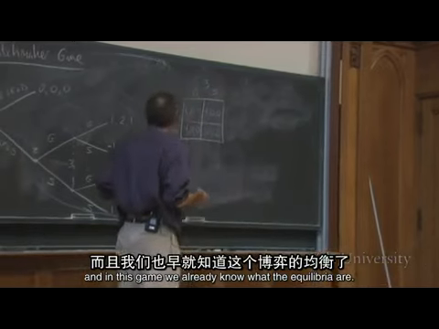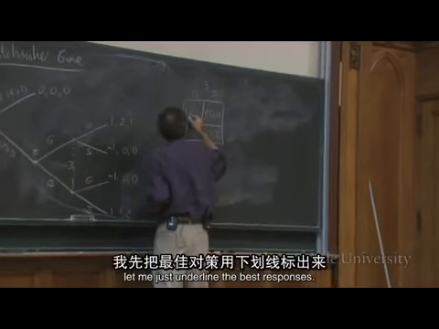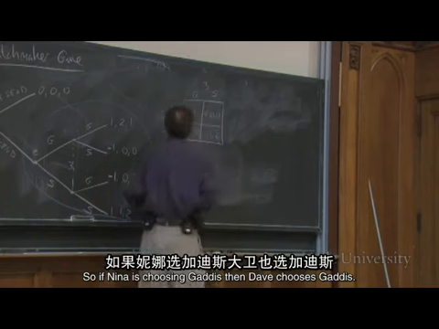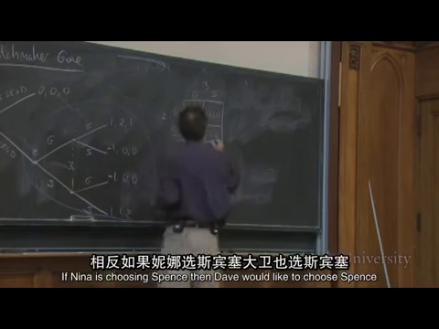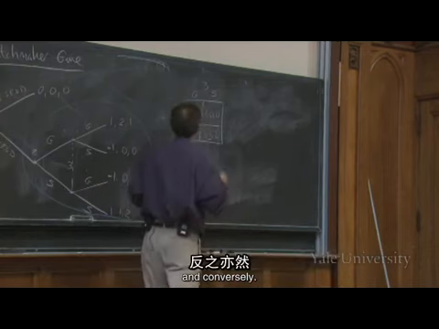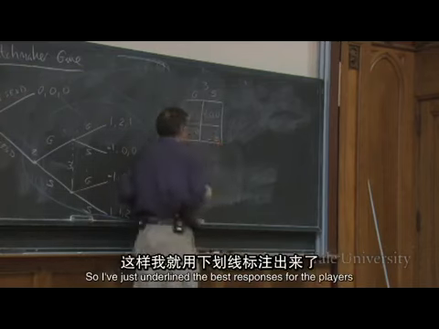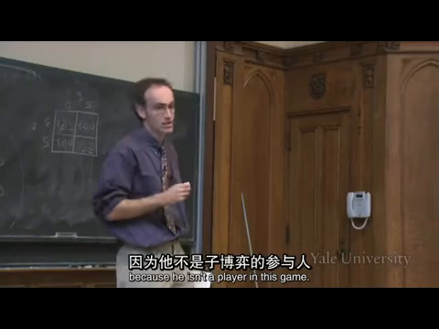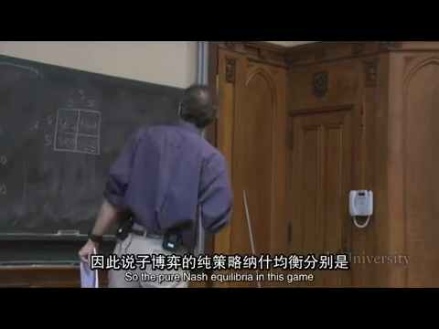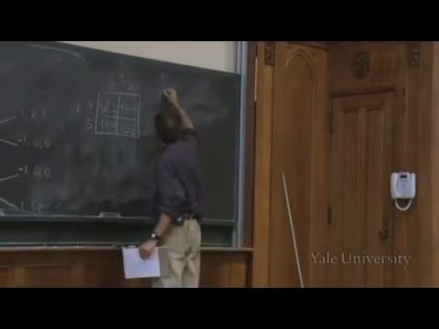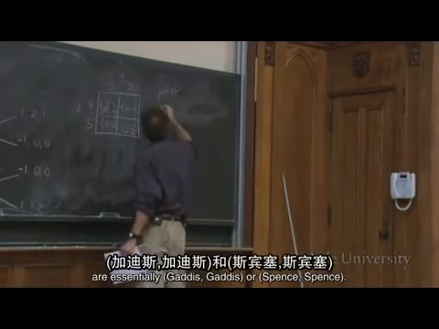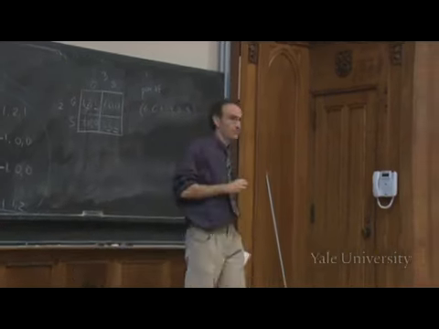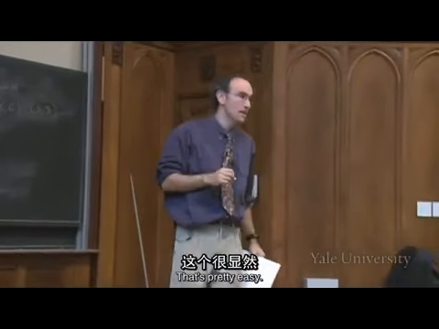So the equilibria here, let me just underline best responses. So if Nina is choosing Gaddis, then Dave chooses Gaddis. If Nina is choosing Spence, then Dave would like to choose Spence, and conversely. All right, so I just underlined the best responses for the players who are actually involved in the game. I haven't bothered underlining anything for Jake because he isn't a player in this game. That make sense? All right, so the pure Nash equilibria in this game are essentially Gaddis, Gaddis, or Spence, Spence. All right? That's pretty easy.